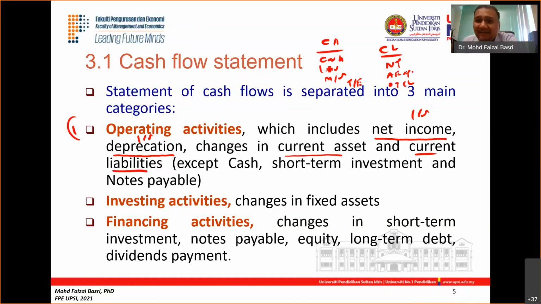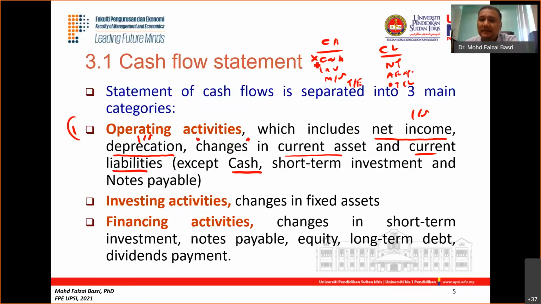So technically, every item under current assets and current liabilities will be part of operating activities, in the form of the changes. Okay, the changes between the two years, we will park under operating activities. However, we have some exclusions. So what are the exclusions? Number one, cash. So this cash from current assets will not be part of operating activities. Okay, we will exclude it altogether.